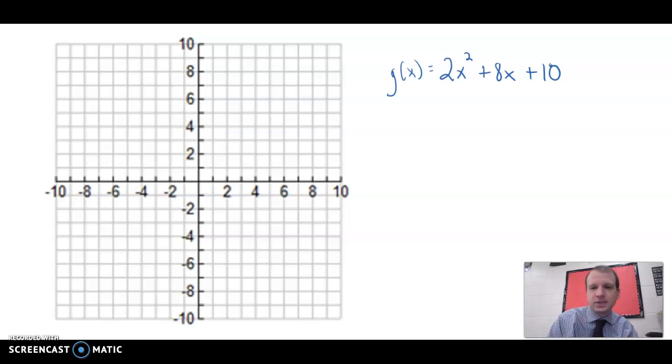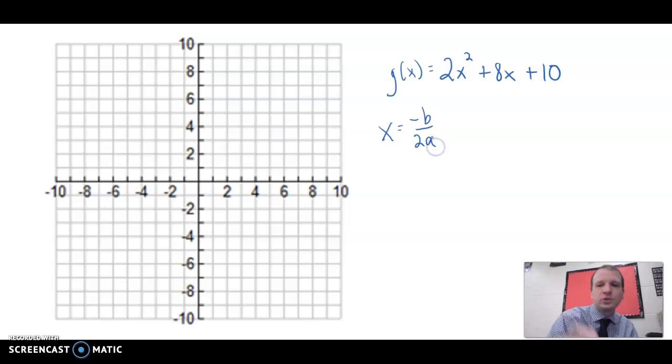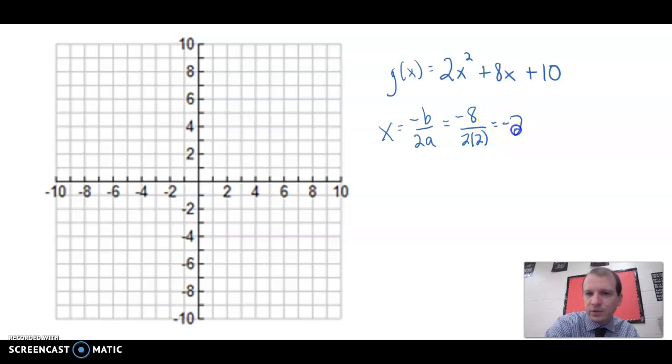To find the vertex, I'm going to have to find effectively where the axis of symmetry, where the center of this parabola is going to be. And to do that, I'm going to use the relationship of the opposite of b over 2a, which is related to our quadratic formula, but it's essentially telling you where the middle of the parabola is going to be. So I can take the opposite of 8, which would be -8, and 2 times a would be 2 times 2, so we know that's going to be 4. My x value will be at -2.